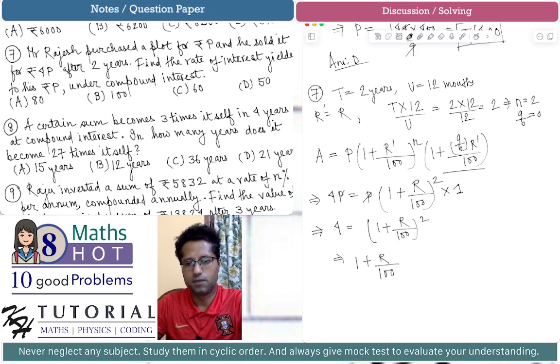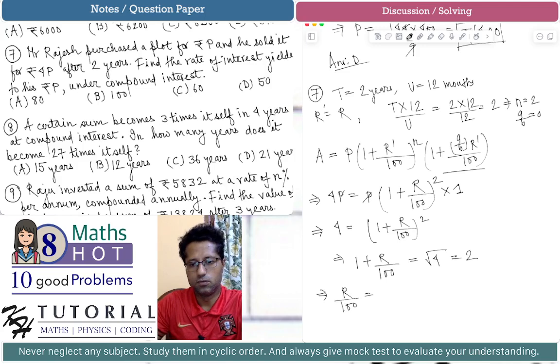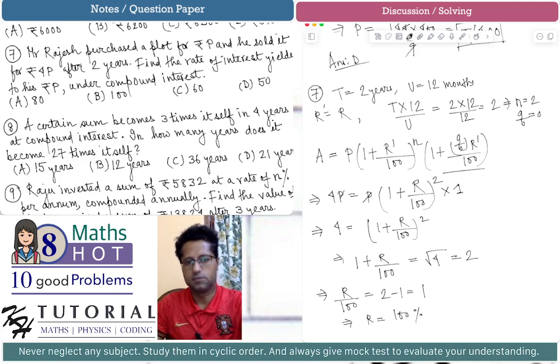So 1 plus R by 100 will be equal to square root of 4, which is equal to 2. So this implies R by 100 is equal to 2 minus 1, which is equal to 1. So this implies R is equal to 100. So the rate of interest is 100% per annum. So the correct choice is B. B is the correct choice.